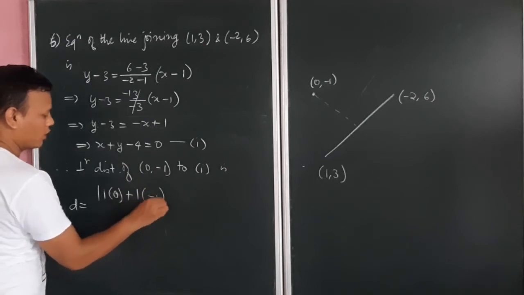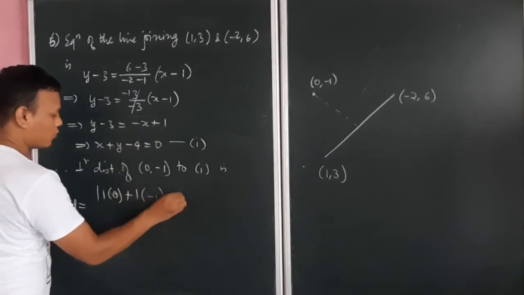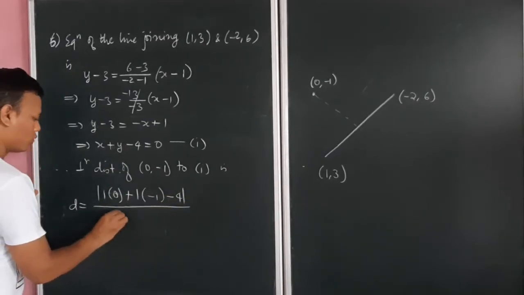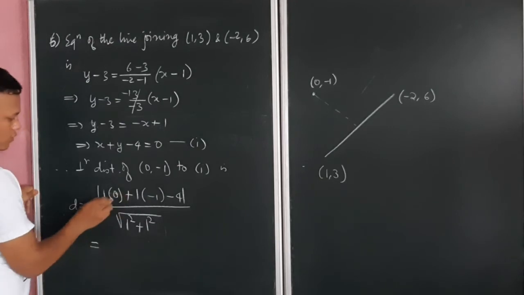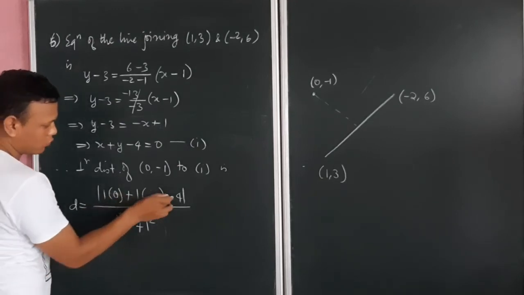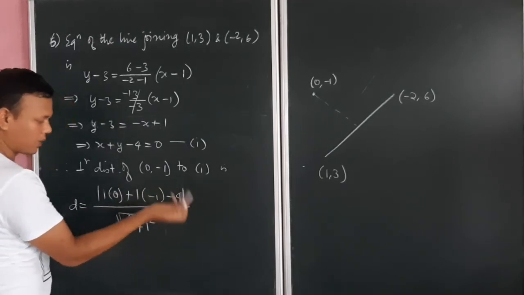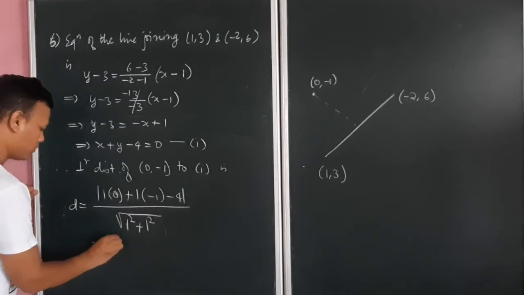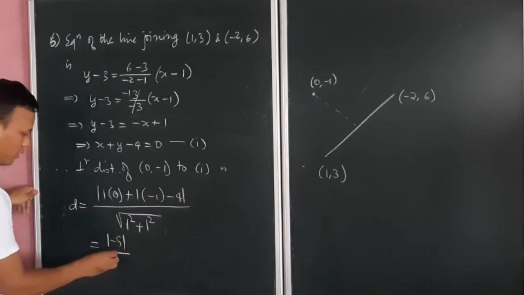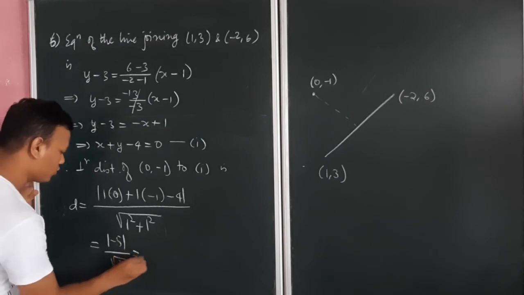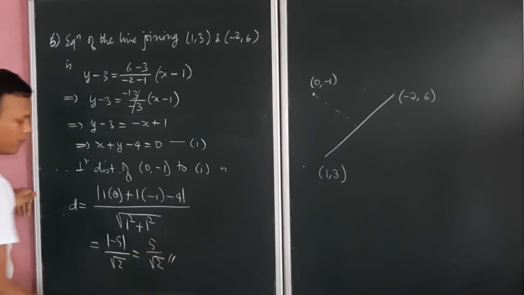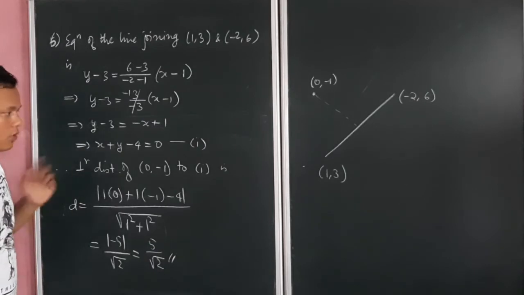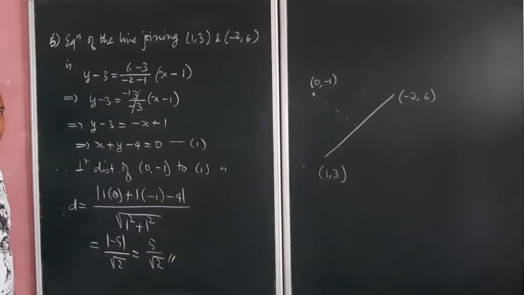y1 is minus 1 plus c, which is minus 4, whole divided by the square root of a square. A square is 1 square plus b square, and b square is also 1 square. So from here we get the 0, this minus 1. So minus 1 minus 4 is minus 5. So modulus of minus 5 divided by square root of 2 turns out to be 5 by root 2. So my answer will be 5 by root 2. Pause the video to note down.